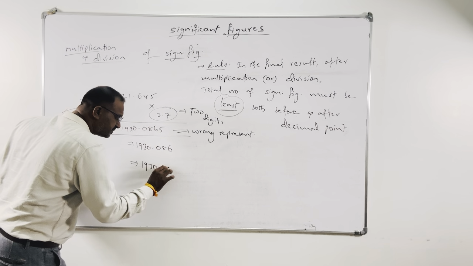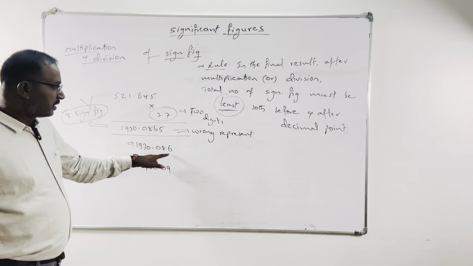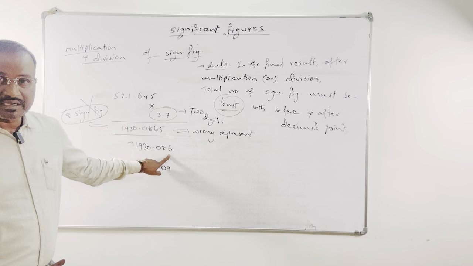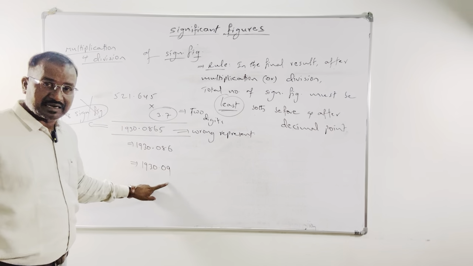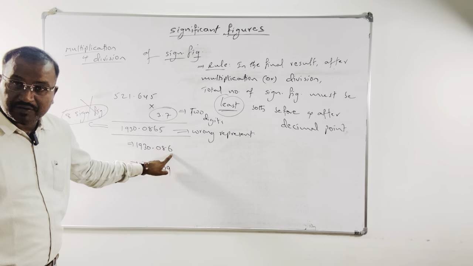130.0. This 8 becomes what? 9. By rounding up this 6, this 8 becomes 9 because it is above 5.